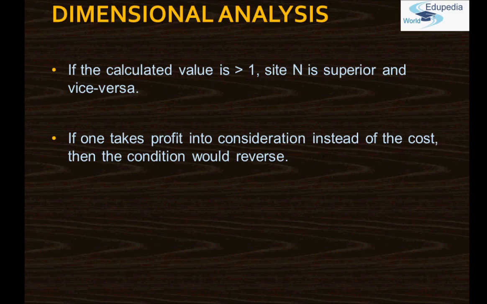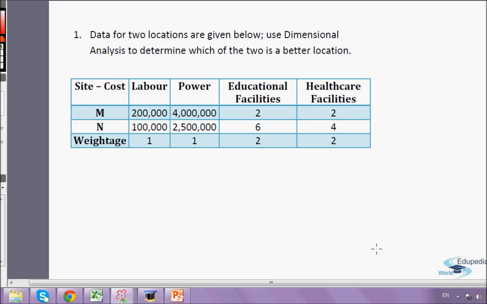Now, in case you take the profit into consideration instead of the cost, then the condition would reverse. This is not the usual case and doesn't happen, but just a point to note. Alright, so this is what we have in dimensional analysis, and I think it's simple for you to understand. If so, let's move on and take a few numerical problems.